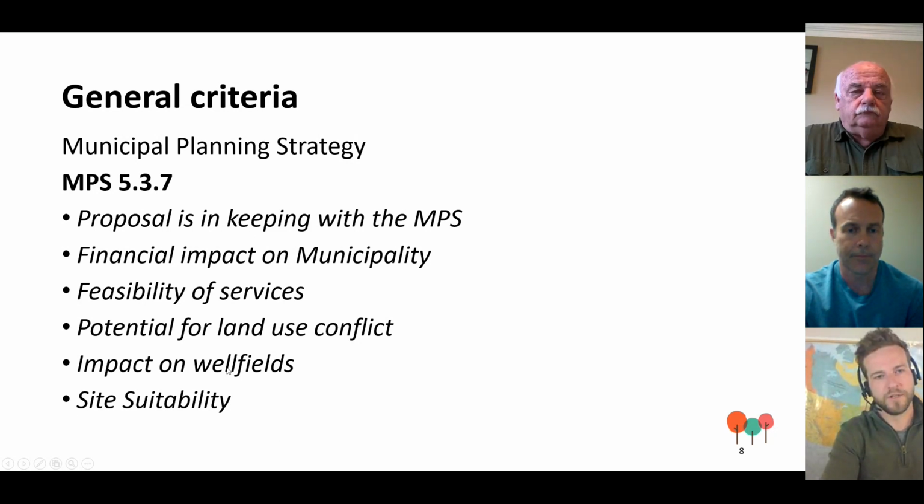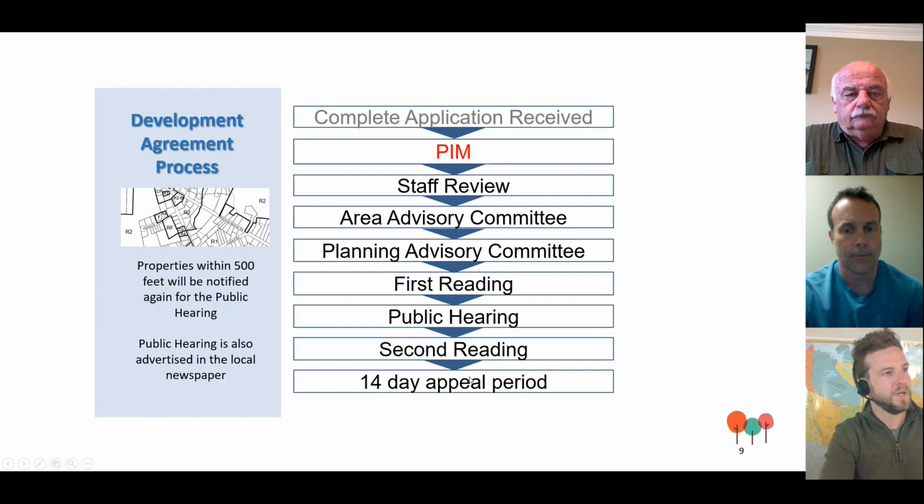There are a number of criteria in the general criteria section that we consider, but these are the sorts of issues that we try to address. And we address those in a staff report that goes to the Planning Advisory Committee. So all those sorts of criteria we give consideration to, and provide some analysis within a staff report.